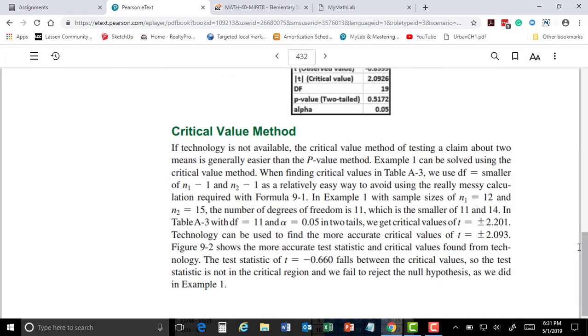The critical value method, that's easy. That's finding the z values wherever alpha divided by 2 is. Whatever area that covers, you want to find the z or the t values. You have to look in the guts of the table, or you go to the stat software. So it says this is a relatively easy way to avoid the messy calculation.